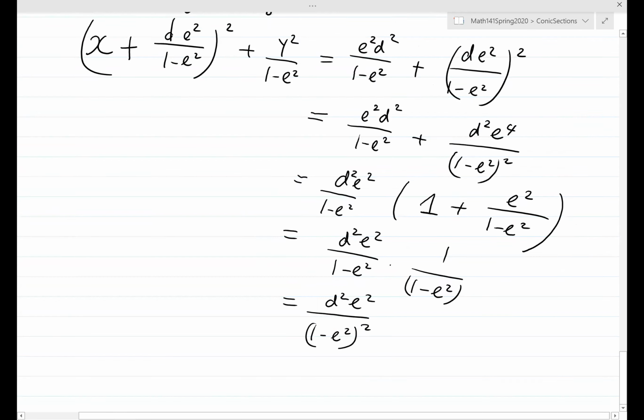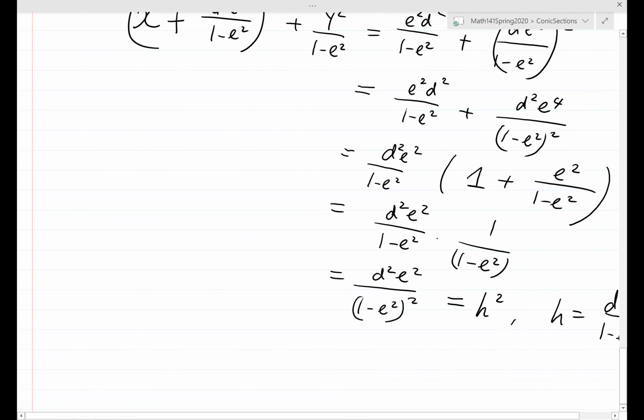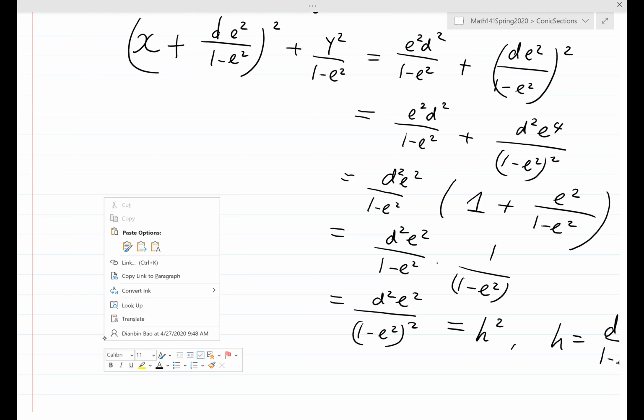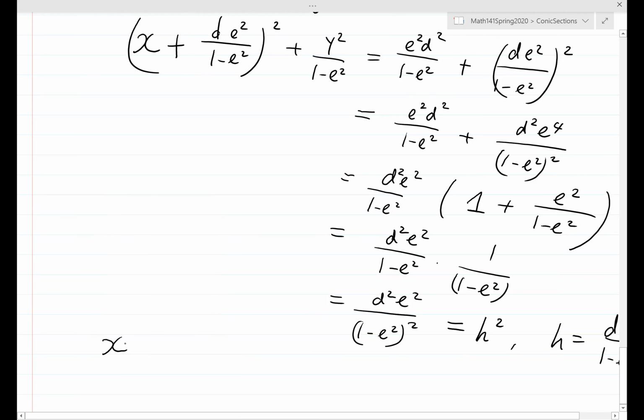So finally, let this thing be h squared. So let h be d e squared over (y minus e squared). Okay, now the equation becomes, what do you get? This will be (x plus h) squared. Here h is positive.